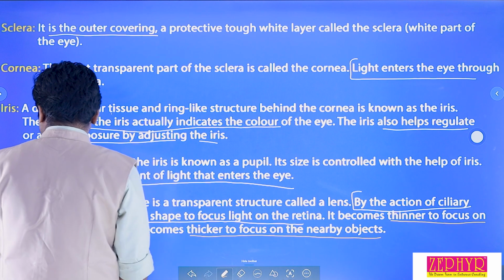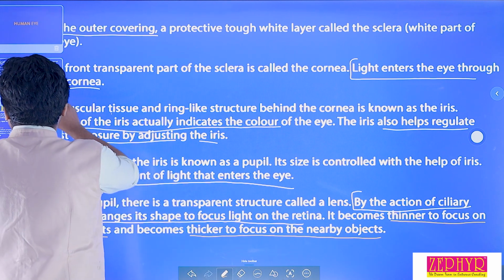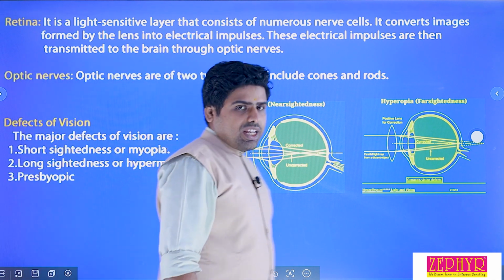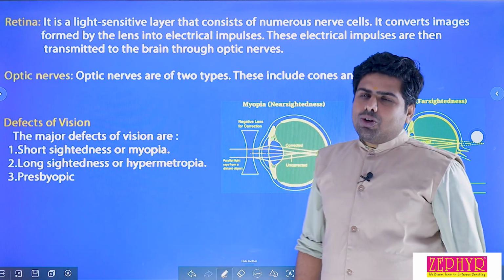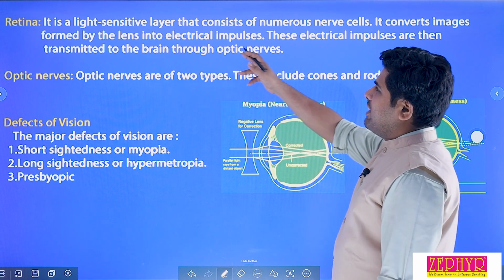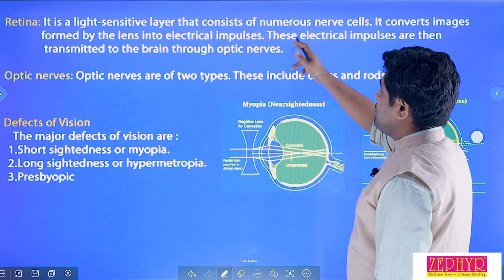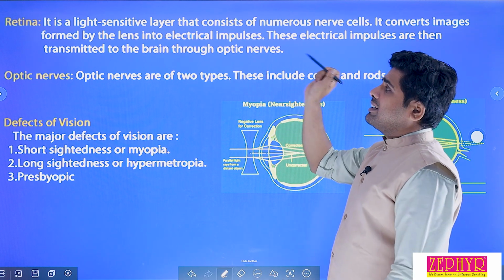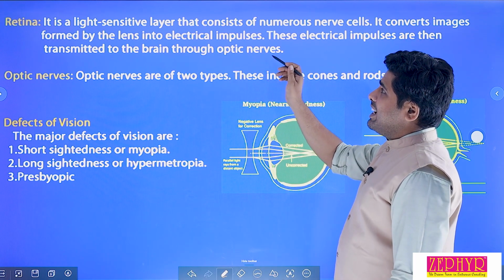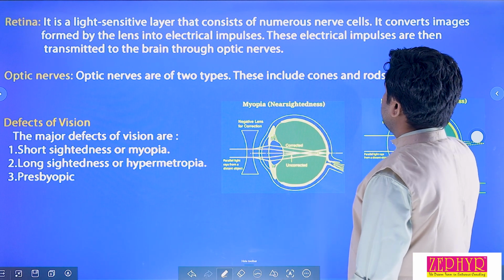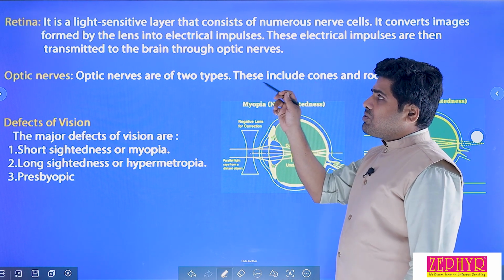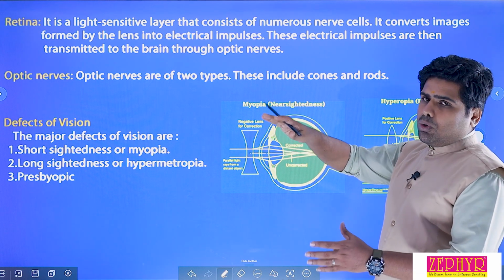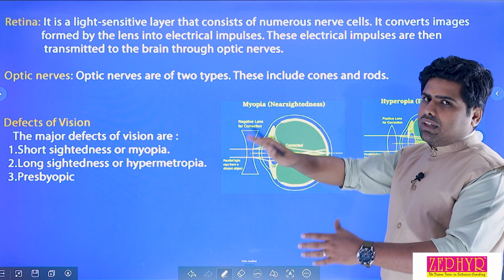Then the other important part of the human eye is retina. What is retina? It is the screen of the human eye. It is the light sensitive layer that consists of numerous nerve cells. It converts images formed by the lens into electrical impulses. These electrical impulses are then transmitted to the brain through optic nerves. So retina is the important part of the human eye. It is the screen of the human eye.